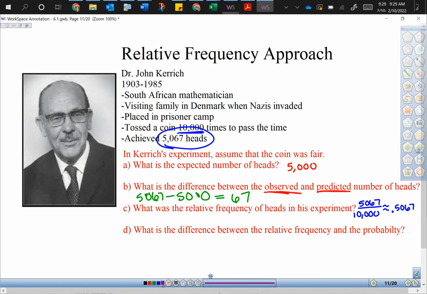Now part D says, what is the difference between the relative frequency and the probability? So we said that 0.5067 was my relative frequency, and what was the probability, do we think? 0.5 or 50 percent. What's the difference between that? 0.0067. Now, when you think of it in the grand scheme of things, because you're looking at it and you're like, 5,067 heads, what the heck? He should have gotten 5,000. Well, in the grand scheme of things, guys, 0.0067 is not that far off. He kept going, and he really got pretty close to what we should have gotten, which really just kind of proves that it is a 50-50 chance.